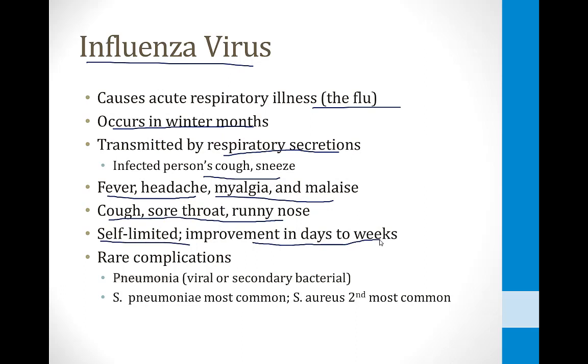There are rare complications of influenza, however, that can be very serious. So patients can develop a pneumonia. It can either be a viral pneumonia from the virus itself or a secondary bacterial pneumonia. These complications are more common in the elderly, so you can imagine that when this illness occurs in the winter months, many elderly people get very sick and often are hospitalized for infection with influenza virus. Of the bacteria that can cause a secondary infection on top of the viral infection, the most common is strep pneumonia, and Staph aureus is the second most common.